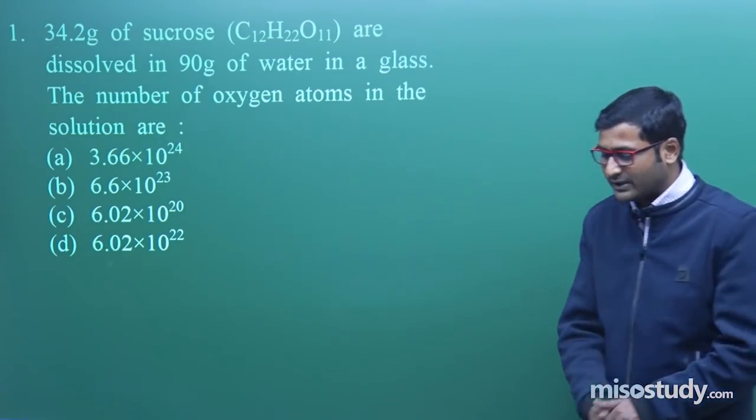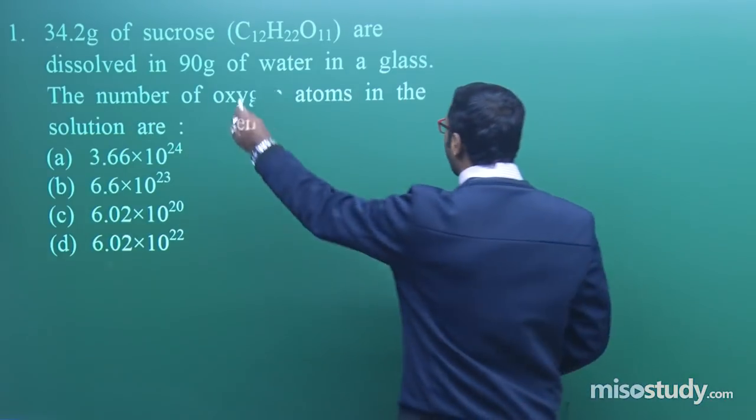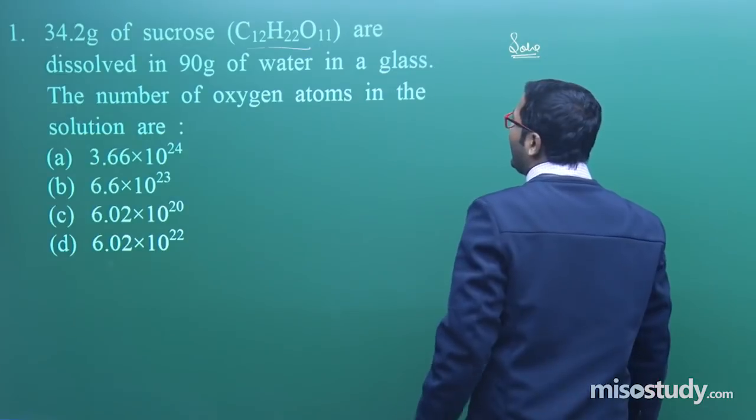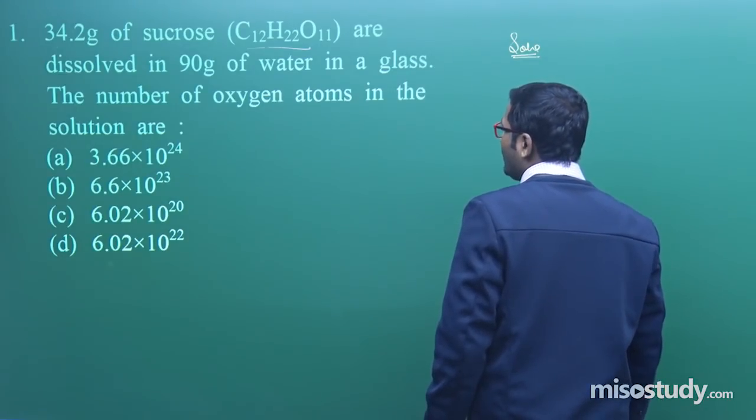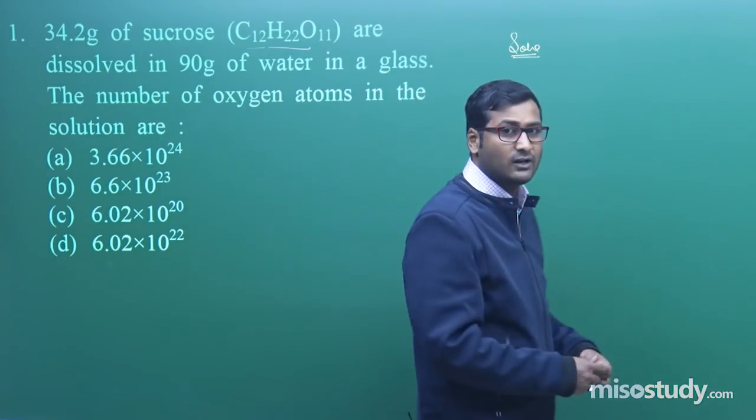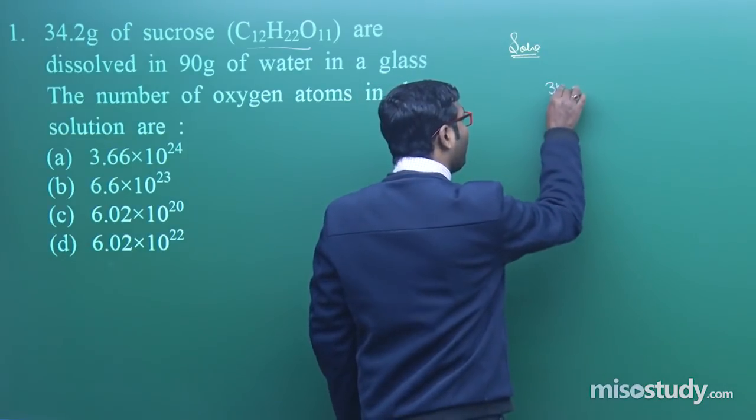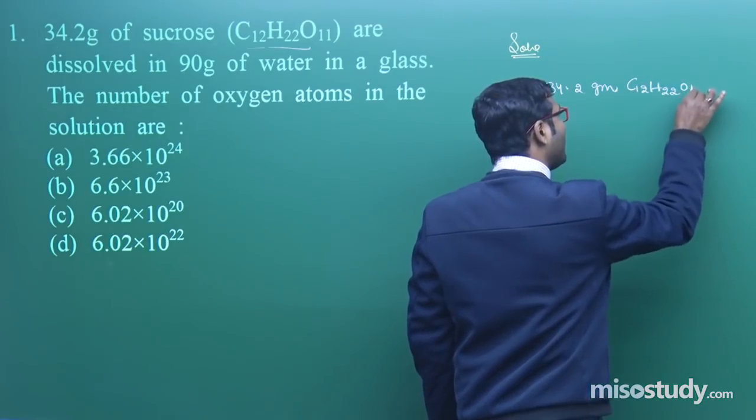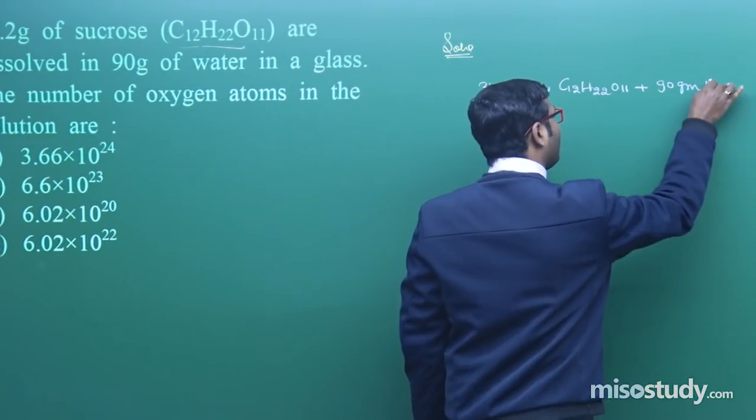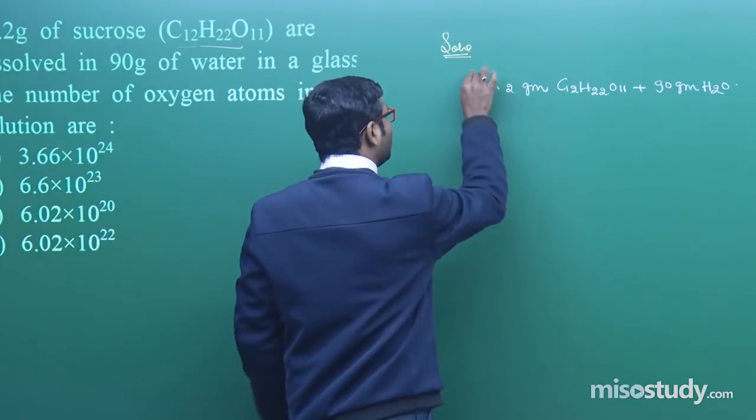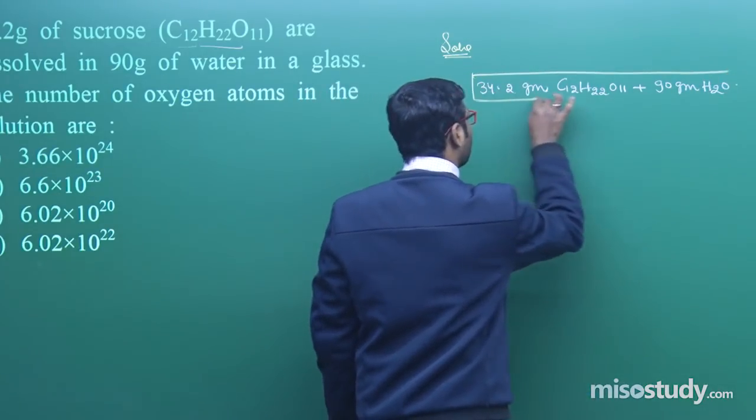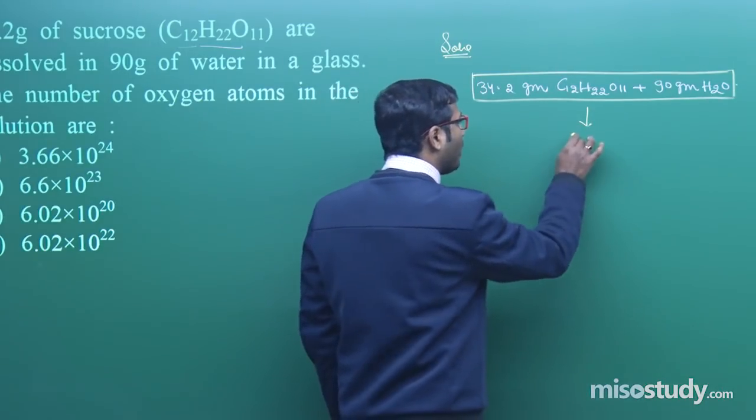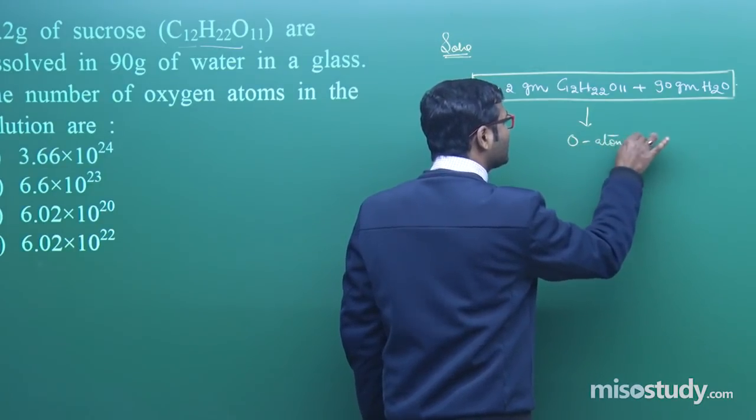My first question, read the question carefully. What is given here? 34.2 gram of sucrose, C12H22O11, is dissolved in 90 gram of water in a glass. They are asking for the number of oxygen atoms in the solution. Again, I am repeating: 34.2 gram of sucrose and 90 gram of H2O we have. Now, they are asking how many oxygen atoms are there in this complete solution.